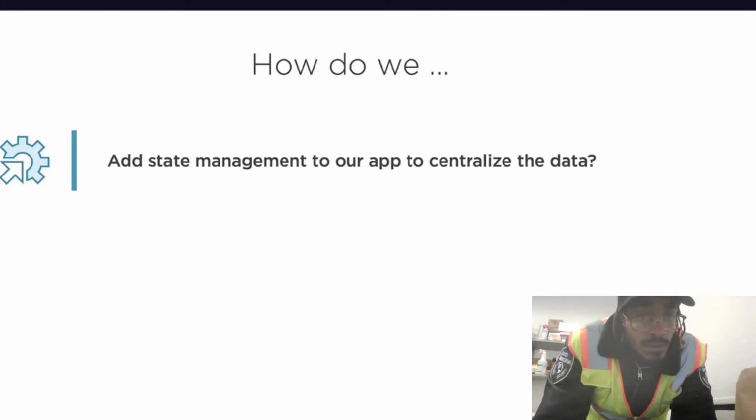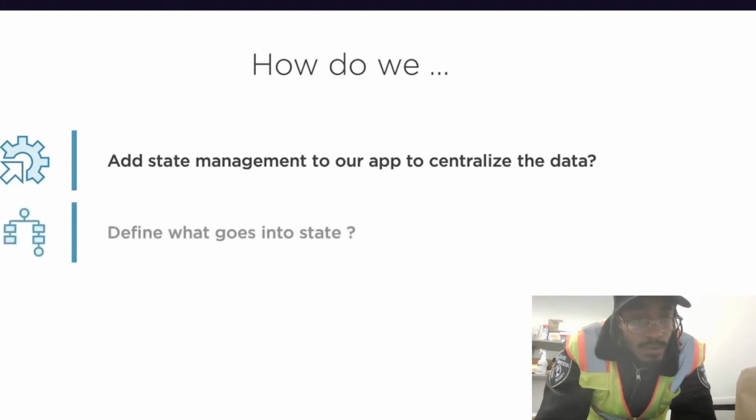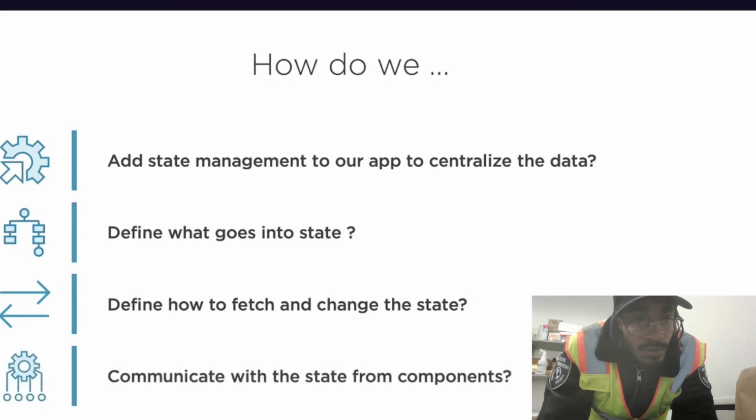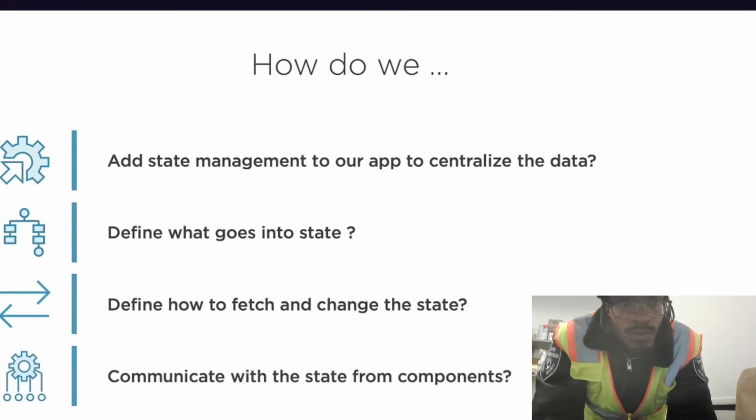We'll learn about when it's time to add state management to our app and how to centralize the data. We'll also define what state exactly is and what should go in it and what should not. We'll take a look at how we can fetch data and change the state and update it and manipulate it. And then there's different kinds of rules with managing state, the most important of which is probably how do you communicate with the store, or the place that all the state is held in, from those components. So let's dig in.